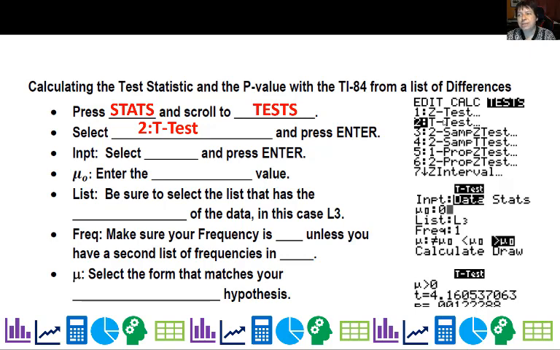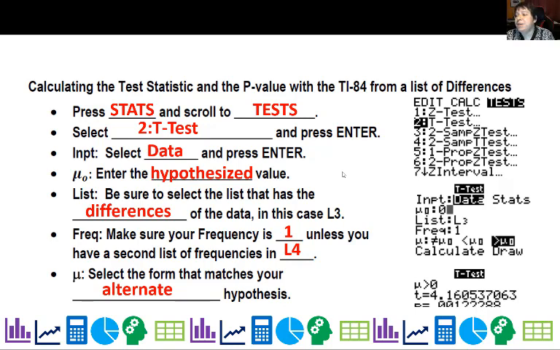Our input, in this case, we're dealing with data, and our mu naught is the hypothesized value. And by the way, this is almost always 0. So that should almost always be 0 there. You might want to make a note. I probably could have added that in. The list, be sure to select the list that has the differences of the data. Don't pick the before, don't pick the after, pick the subtracted list. For frequency, it's almost always 1 unless you have a second list of frequencies, maybe an L4, wherever it is. And mu, select the form that matches your alternative hypothesis.